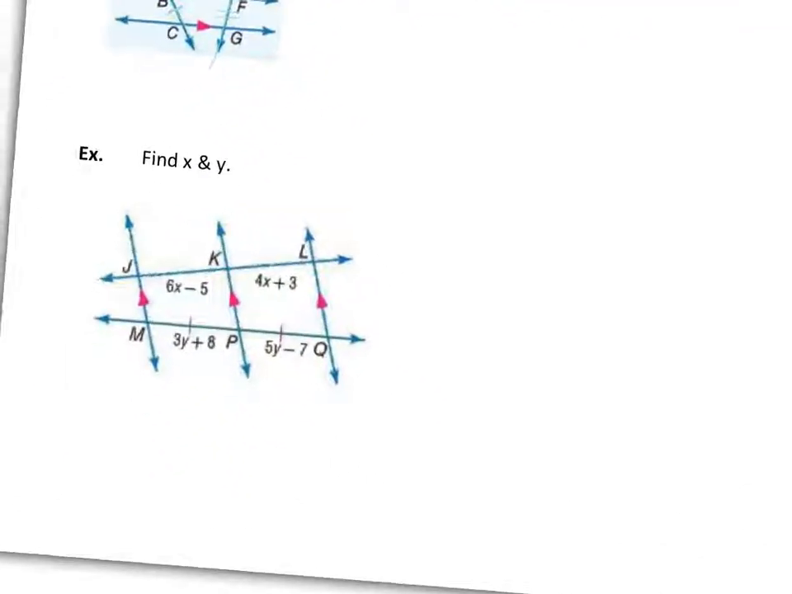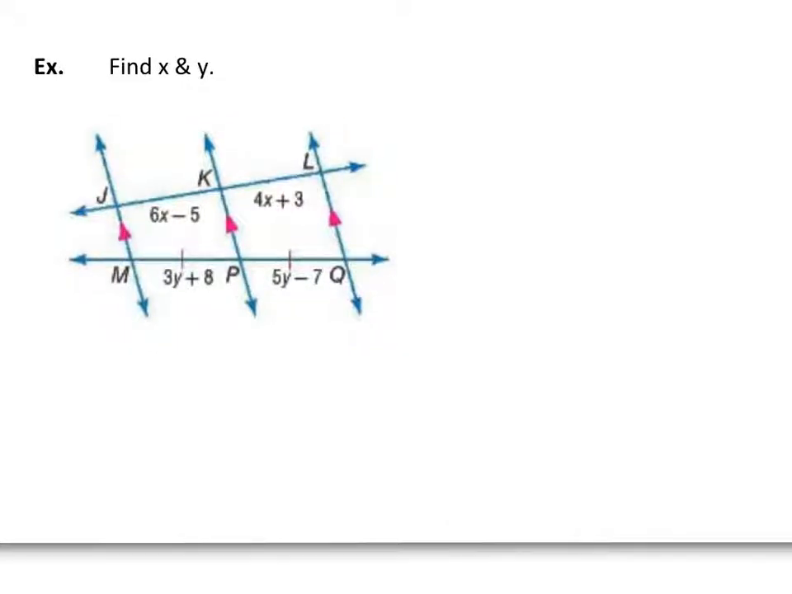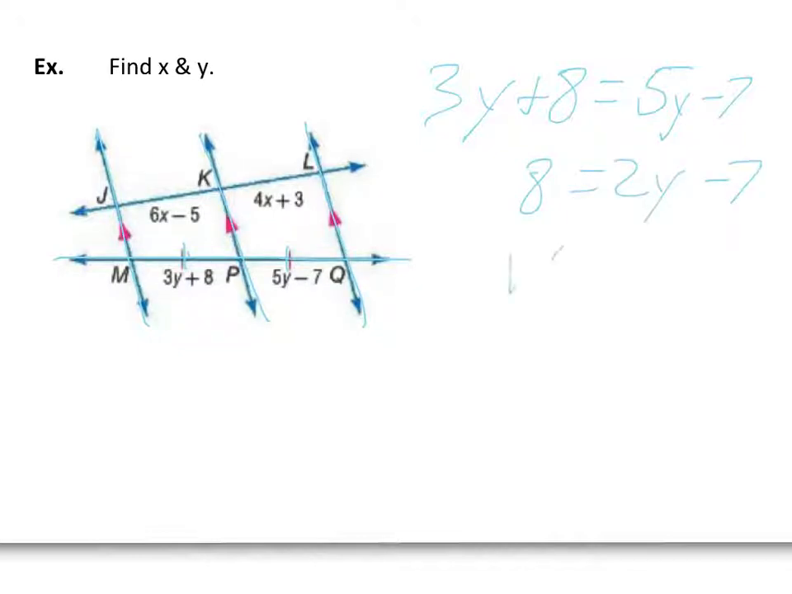So let's find x and y in this example, and that will be it for this lesson. Notice that these parallel lines are cut by a transversal, and it cuts them into congruent segments. If they're congruent, well then 3y plus 8 is equal to 5y minus 7. Subtract 3y, add 7, y equals 7.5.